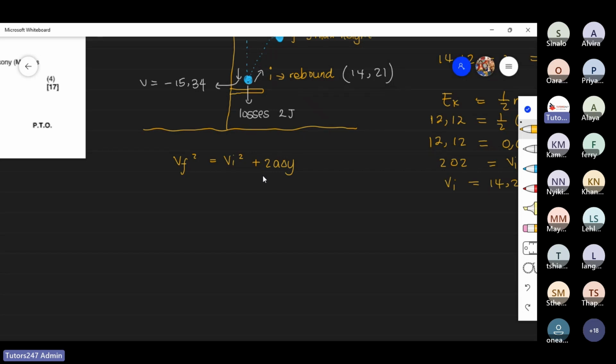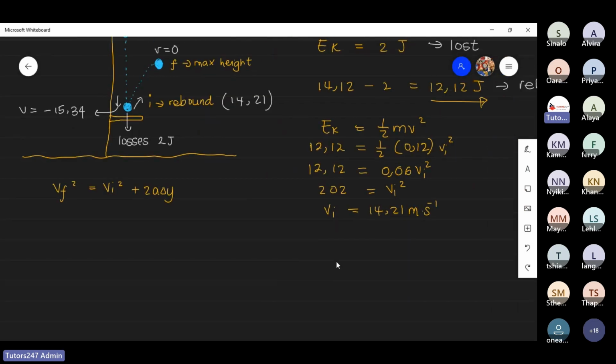And we are calculating for delta y, keeping in mind that we have an initial velocity of positive 14.21. It's not going to be negative. Why? Because the ball rebounds, it's moving in an upwards direction. That is why velocity will be positive. If it was moving in a downwards direction, as it was when it hit the balcony, it would be negative. Please keep that in mind.